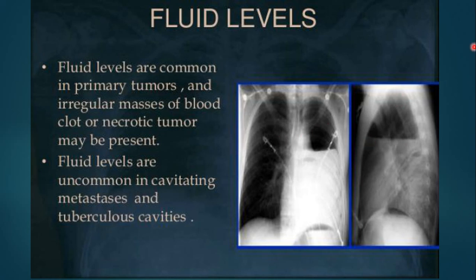So fluid levels are common in primary tumors, and irregular masses of blood or necrotic tumor can be present within the fluid level. Meaning, it's possible that you see a small mass here or here, which is a clot or a necrotic tumor. However, you have an air fluid level. They are uncommon in cavitating metastasis and tuberculous cavities. It's mostly in tumors that are bleeding. Sometimes you see them in abscesses that are ruptured into adjacent airway.